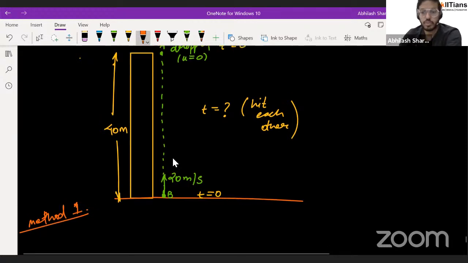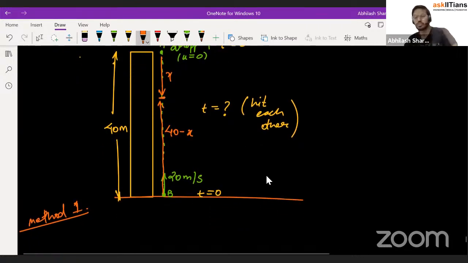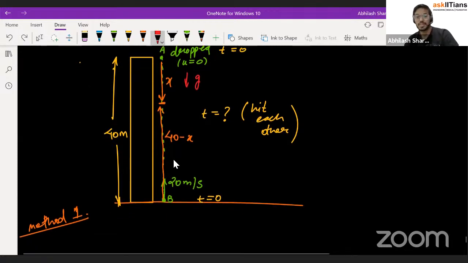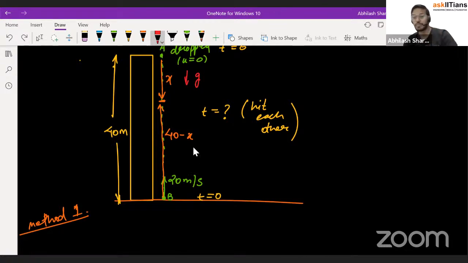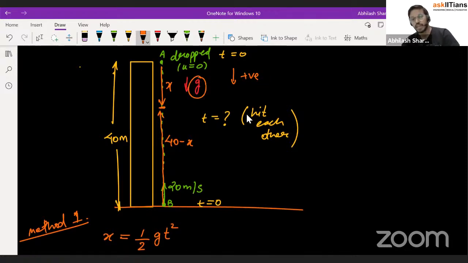Method one is, suppose after being dropped, they hit after time t, somewhere here, and A has traveled x. Then how much has B traveled? 40 minus x. And now we would have to apply equations of motion. We would say that A has traveled x distance with the acceleration g and initial speed 0. So you will apply the equation of motion, s equals ut plus half at squared. What is the s value for A? x. ut: what is u for it? u is 0. So first term gone, half at squared, which is half g t squared. That will be the equation for A. Now let's write the equation for B. All right. Now all of you can see I have taken downward positive because I am taking gravity positive.